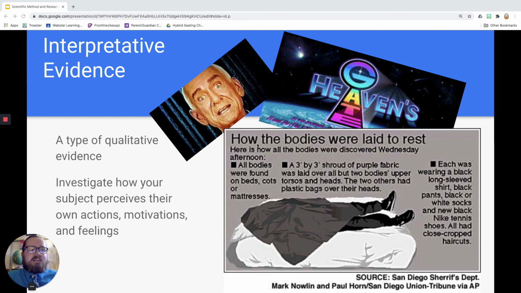And to understand that, if we just look at that from the outside, even through a qualitative process, we can't understand their behavior unless we investigate how they perceived their own actions, motivations, and feelings. We need to understand their system of meaning, their way of understanding the world, in order to really be able to explain why they did what they did. And sometimes to do that, of course, we just need to use interpretive evidence. We need to understand people on their own terms.